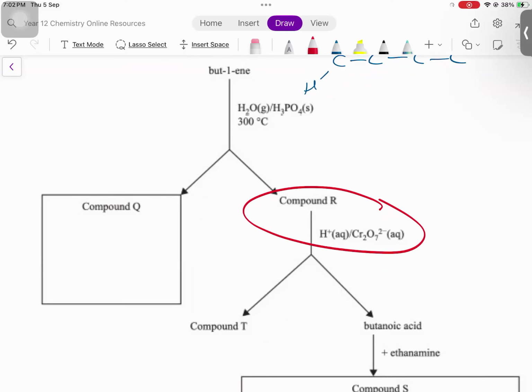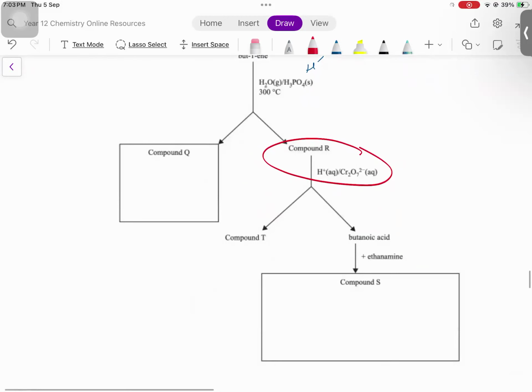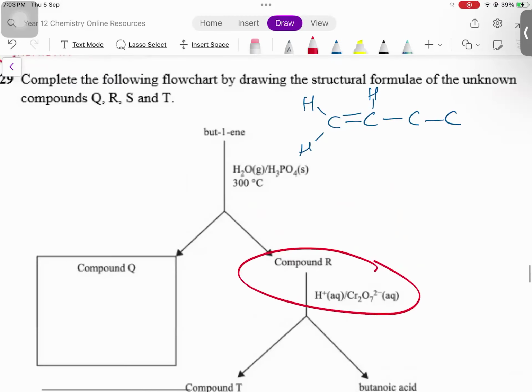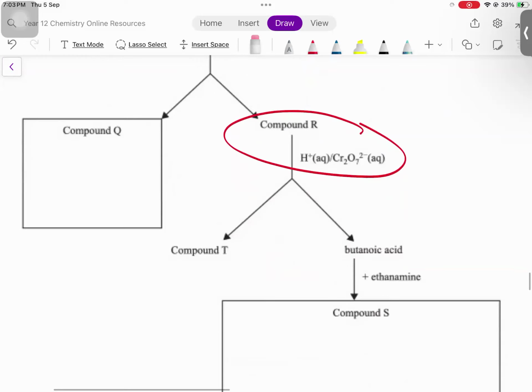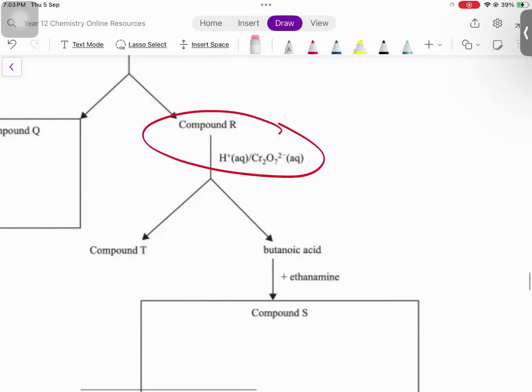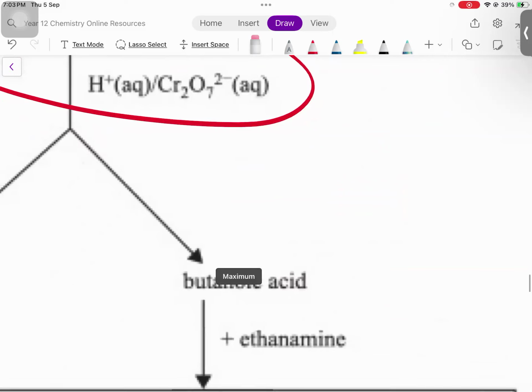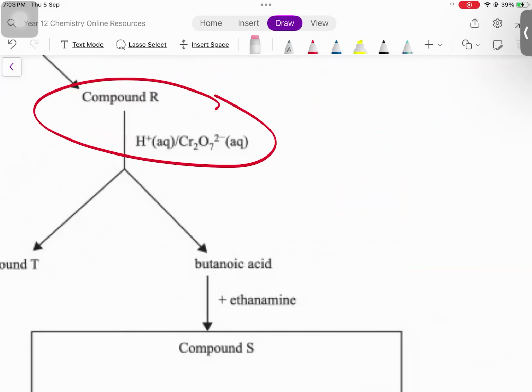What kind of alcohol do you need to oxidize? Primary or secondary? So in this case, it actually works out because if you put the OH here, it's primary. If you put the OH here, it's secondary. So either way, it goes on to the oxidizing agent. But here's the thing. After you oxidize it, it turns into butanoic acid.